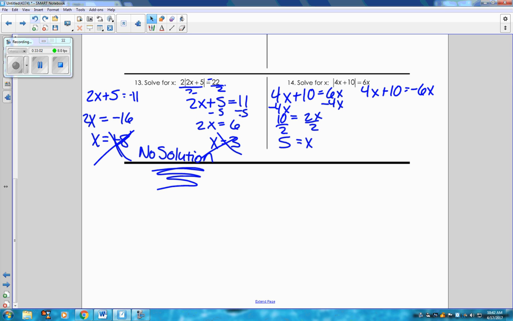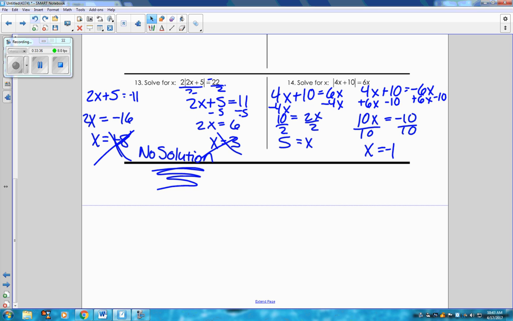Then I'm going to do my other one. This time I'm going to add 6x. I do not want to deal with negative x's. I don't like them. So I'm going to add 6x over here. So I get 10x is equal to negative 10. I move the negative 10 to the other side. So I got 10x equals negative 10. Divide by 10. X equals negative 1. Let's check our answers.